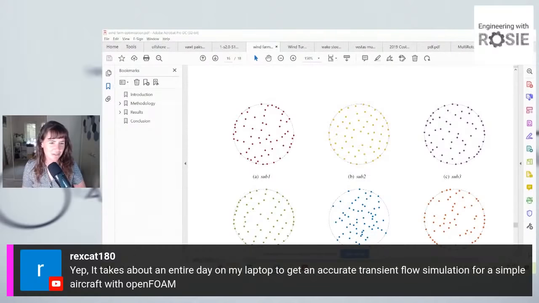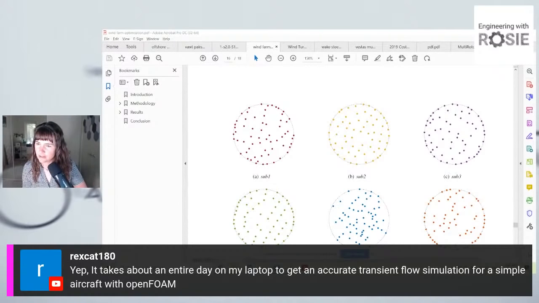Okay, this is a good comment from Rex Cat 180 again. It takes about an entire day on my laptop to get an accurate transient flow simulation for a simple aircraft with OpenFOAM. Yeah, you can just imagine how much more complicated a wind farm is than just an aeroplane. Okay, I won't answer more questions on the CFD because I use it, but I'm not an expert, so I won't get into that too deeply.